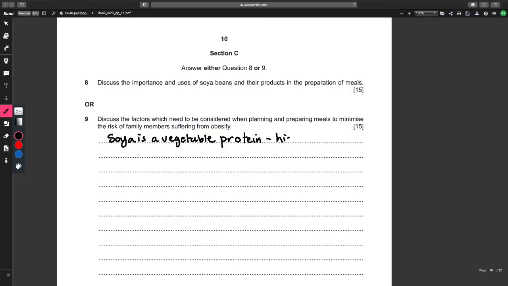It is of a high biological value. Which is actually the only one. It is predominantly vegetarians.